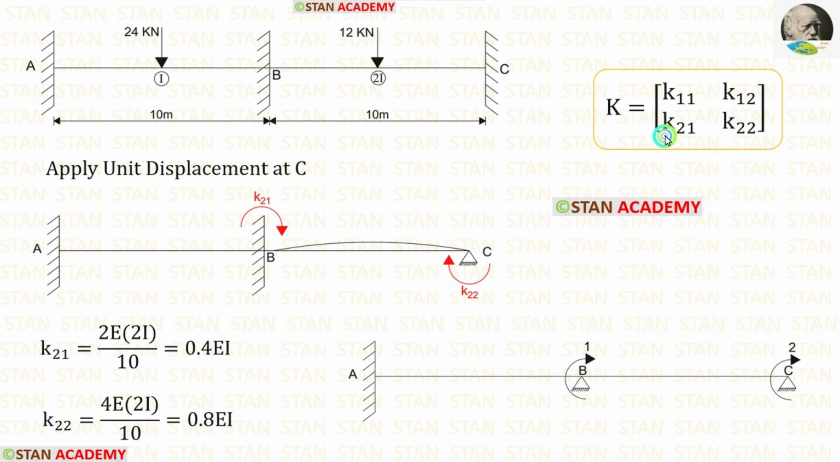Now, let us find the second row in the stiffness matrix. For that, we have to apply unit displacement in the second coordinate. Our second coordinate is in the point C. In the point C, there is a fixed support, but when we apply the unit displacement, we can assume that it becomes a hinged support. Let us see how to draw this curve.